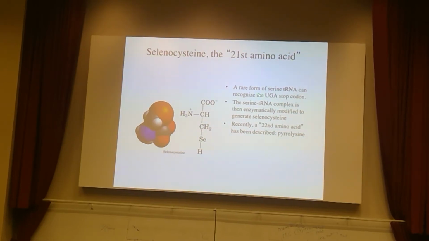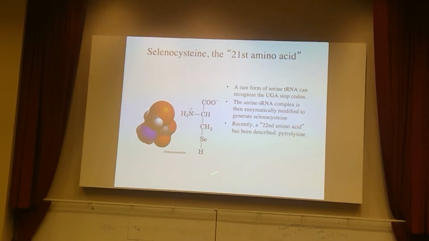So here's a 21st amino acid. We think of there only being 20, but in total oddball cases, nature calls upon proteins that incorporate this really weird amino acid. This is selenocysteine. It actually looks a lot like a serine or a cysteine, but it's got a selenium where the oxygen or sulfur would be. And this actually is read out in response to what you would normally think is a UGA stop codon.